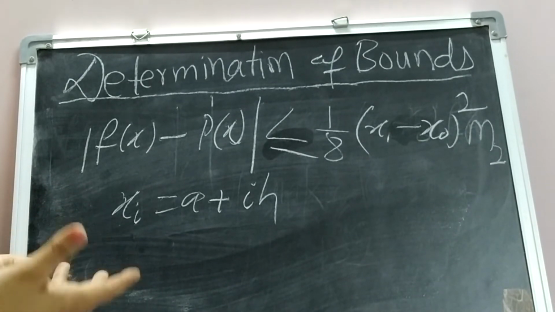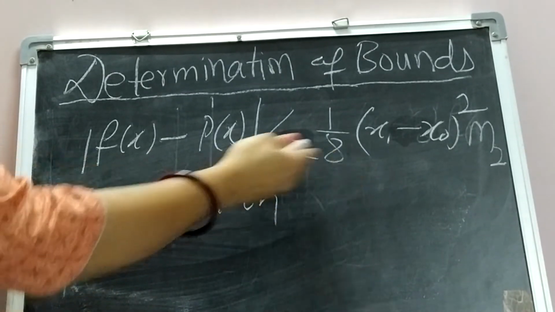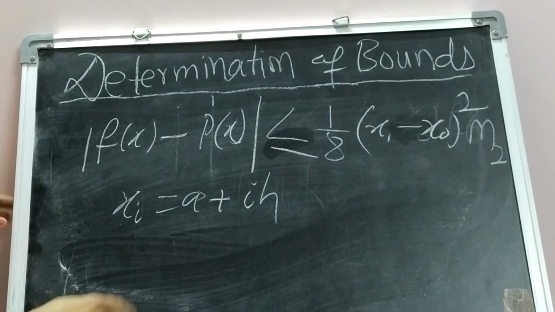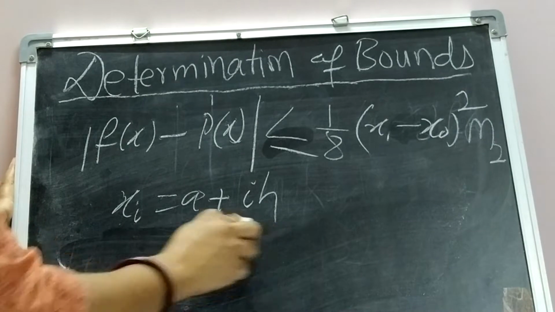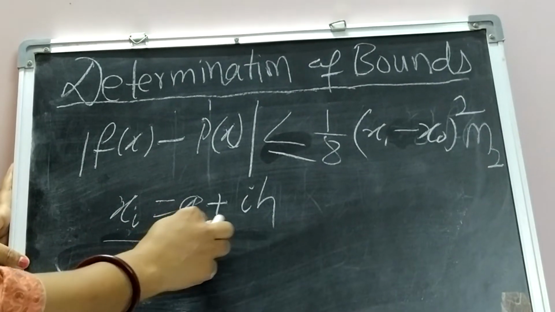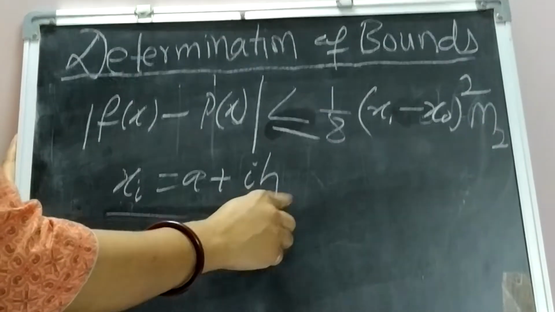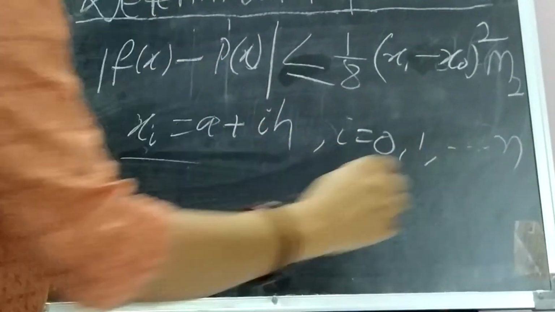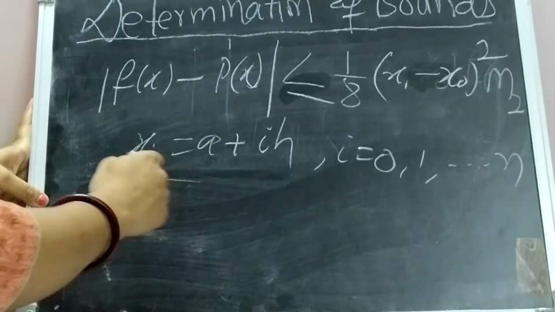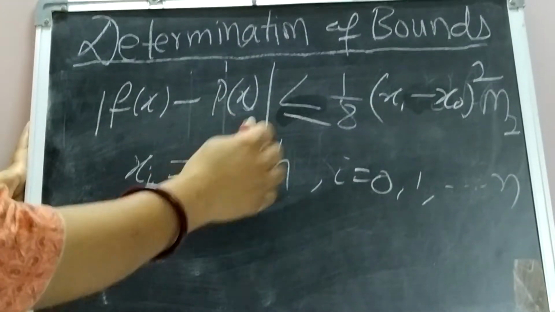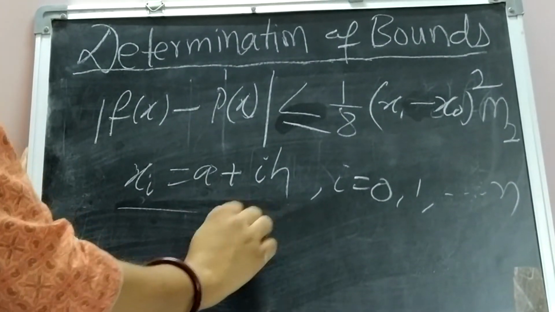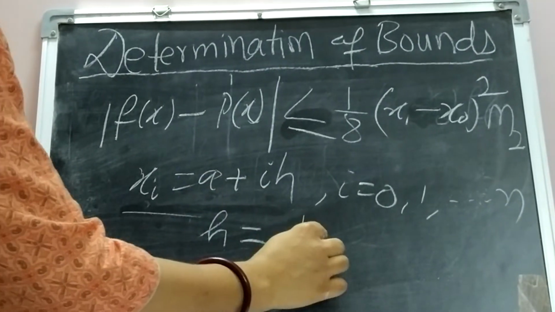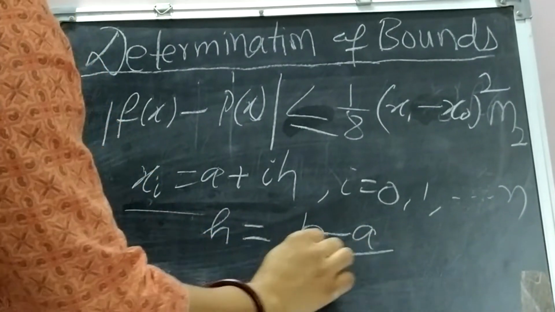So to identify that, we can take the help of this kind of equation. So how can we take it? For this, xi is equal to a plus ih, where we are going to take i equal to 0, 1, 2, up to n. Suppose for n we are talking about, then h will be equal to (b minus a) by n.